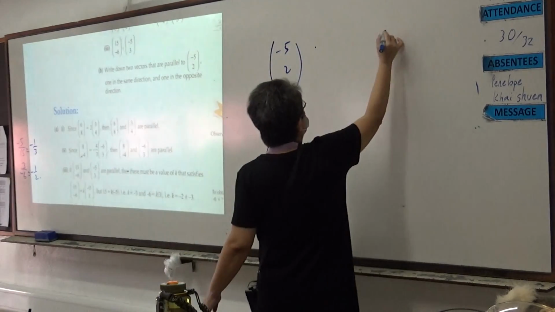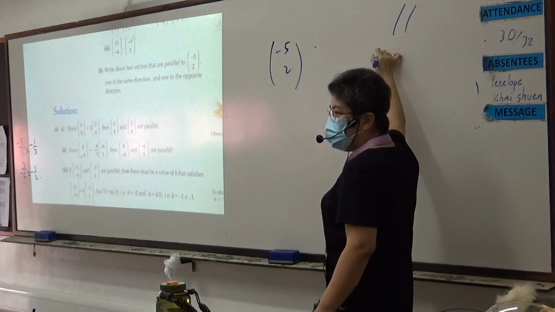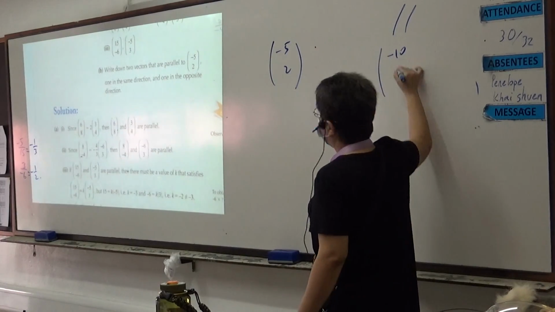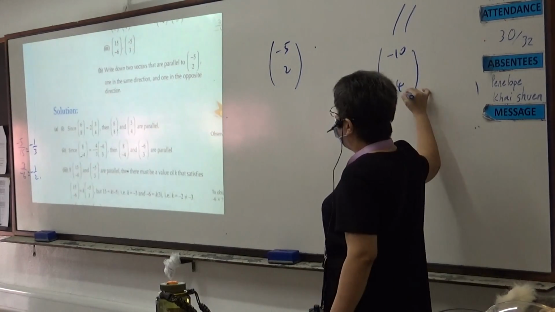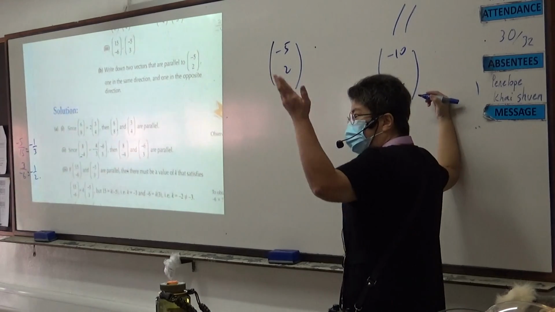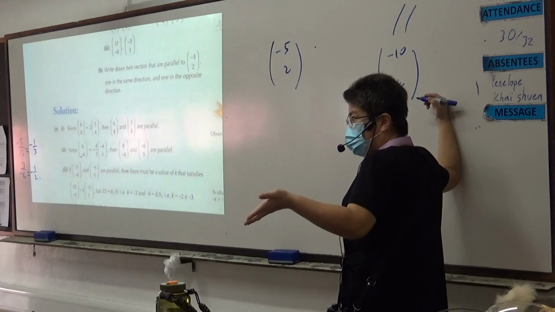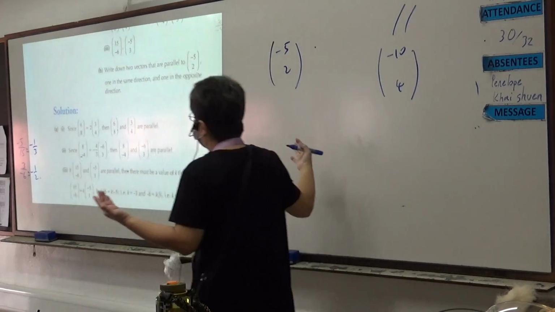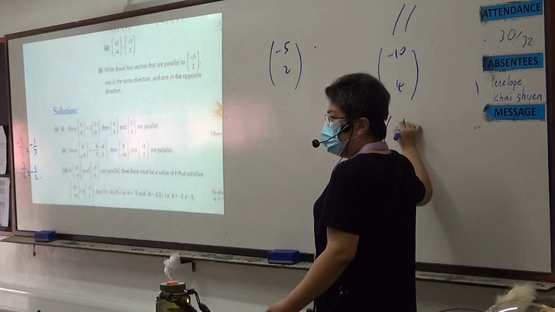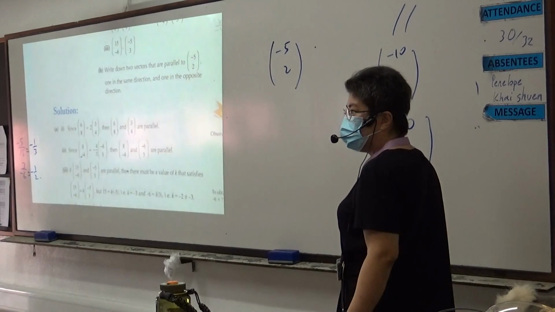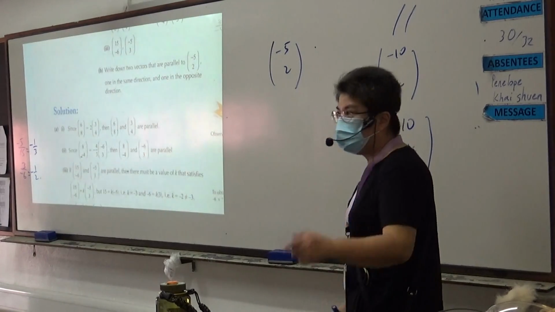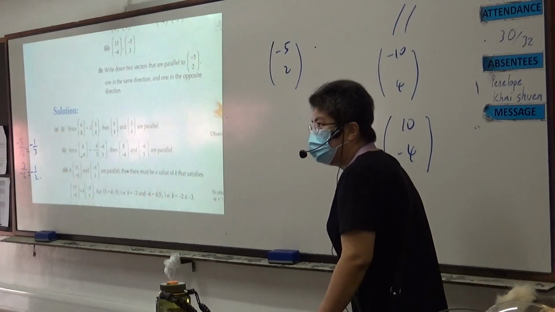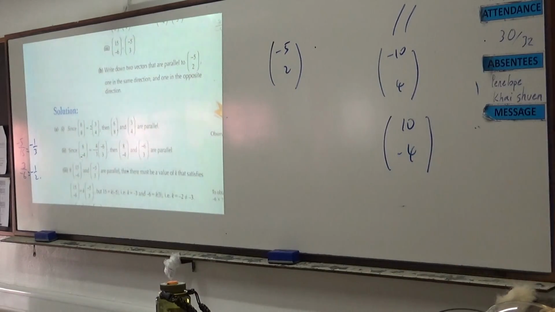Negative 5, 2. What is the parallel one that I can have? I can have negative 10, 4. I can also have what? Negative 15, 6. They are parallel, right? What will be one that is parallel but is in the opposite direction? It can be 10, negative 4, right? Because I put a negative in front, the other direction. Agree, class?